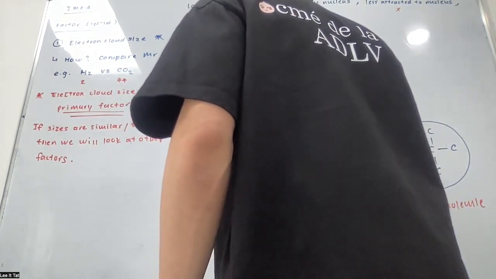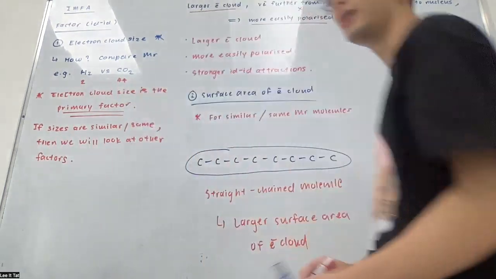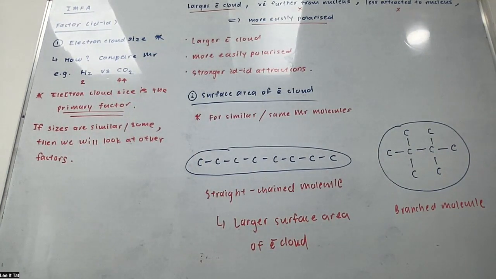Okay, the larger surface area of its electron cloud. Not just the molecule, we're referring to the electron cloud. That's why I draw the circle. Branch molecules generally have a smaller surface area of its electron cloud.